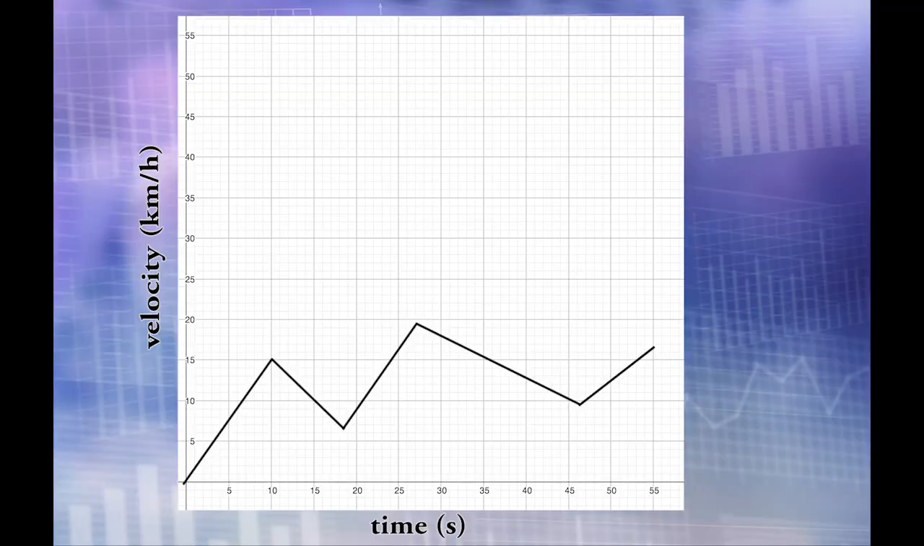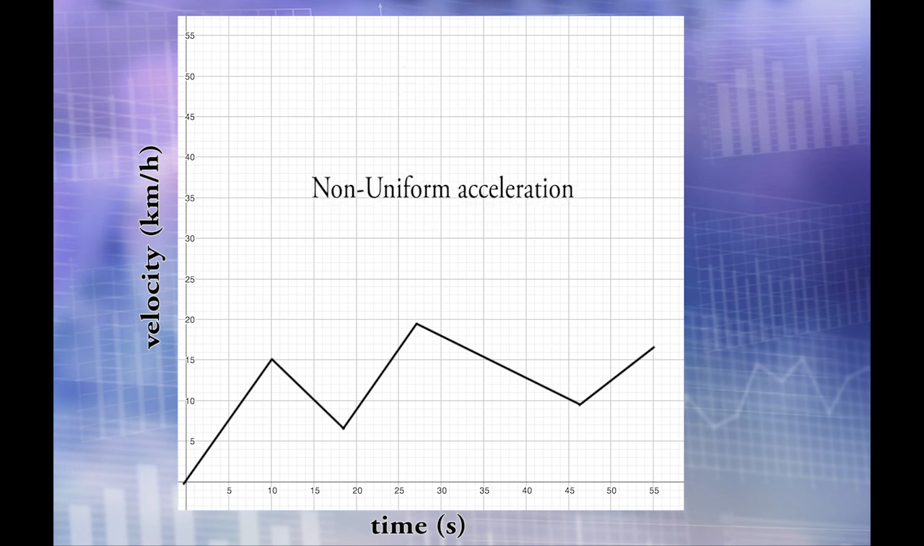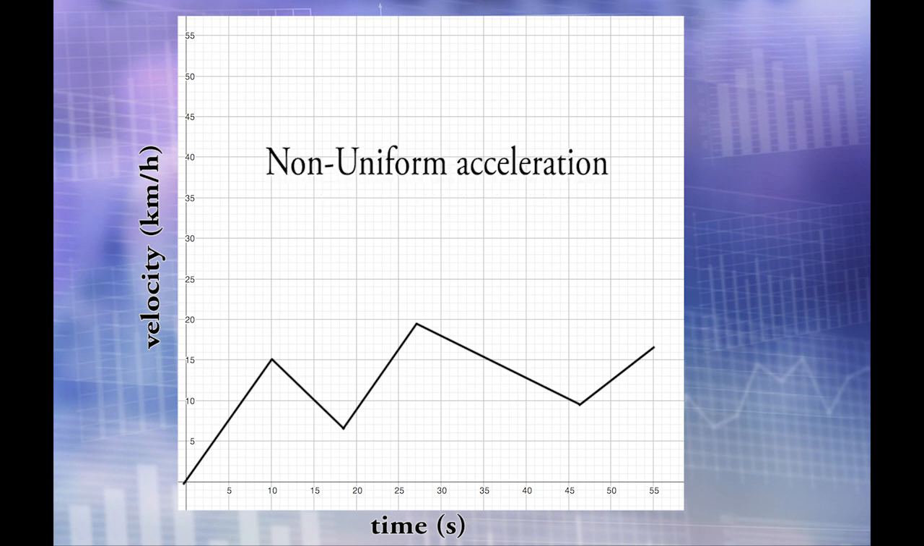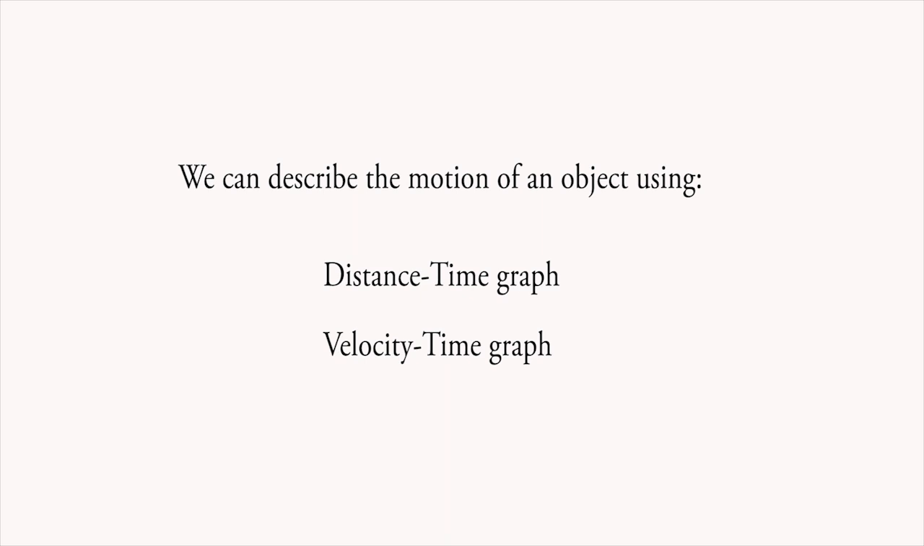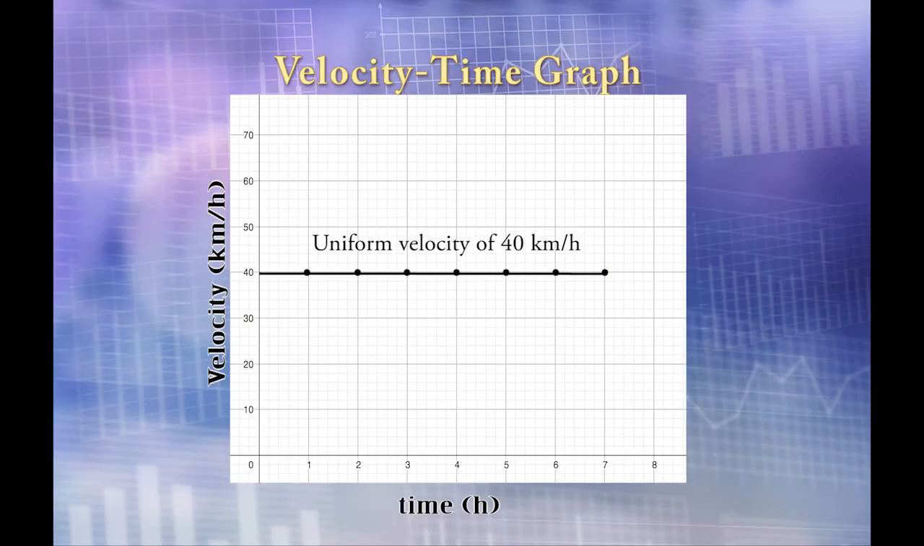So students, what does this velocity-time graph represent? Yes, it represents the non-uniform variation of velocity of the object with time. This is an example of non-uniform acceleration. So today, we have learned to describe the motion of an object using the distance-time graph and the velocity-time graph.